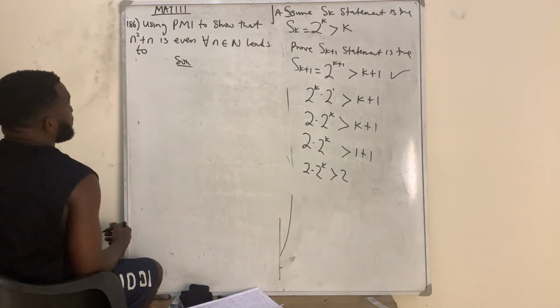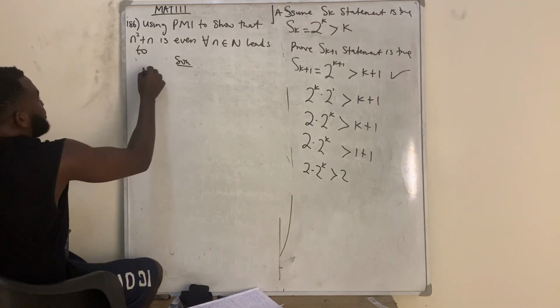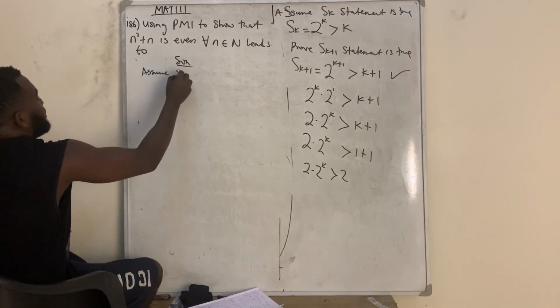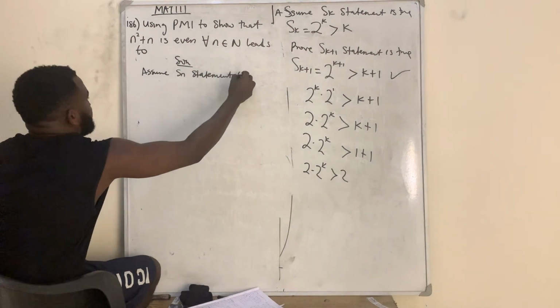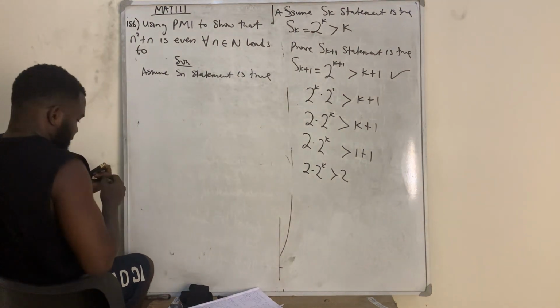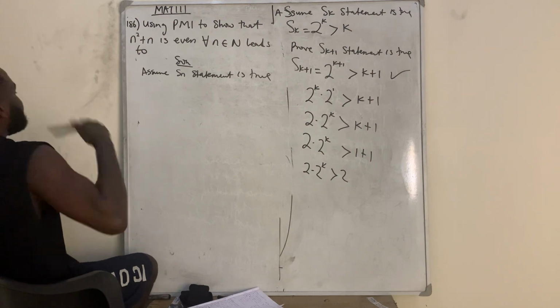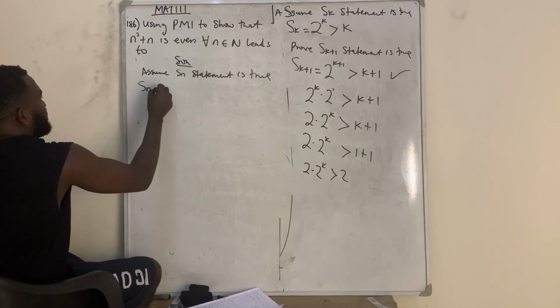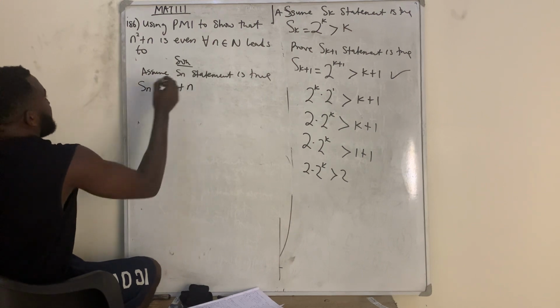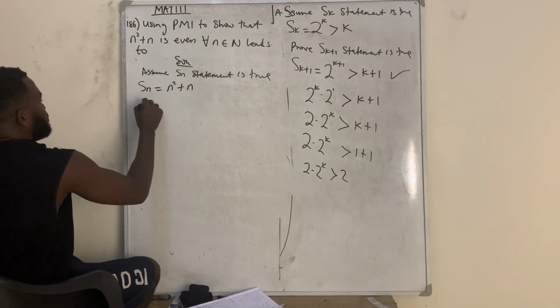Okay, so solution. Now, what do we do? The first step, you assume that the statement is true. So let us assume that. To assume that, it means just say that Sn is equal to n squared plus n, right? So the next thing you do is to prove that the S1 statement is true.